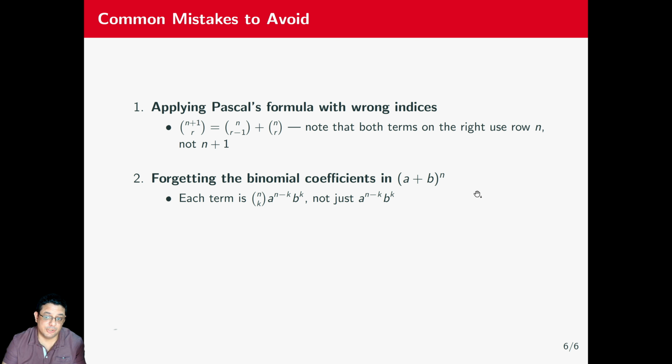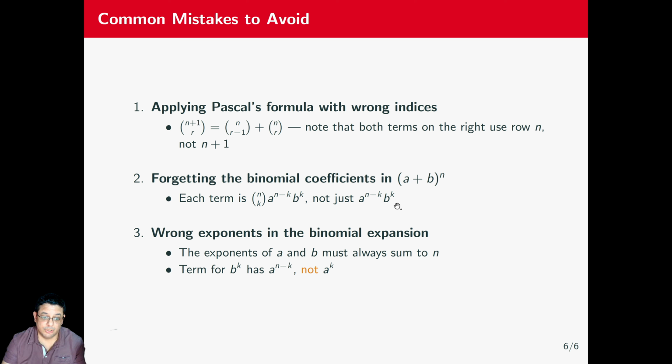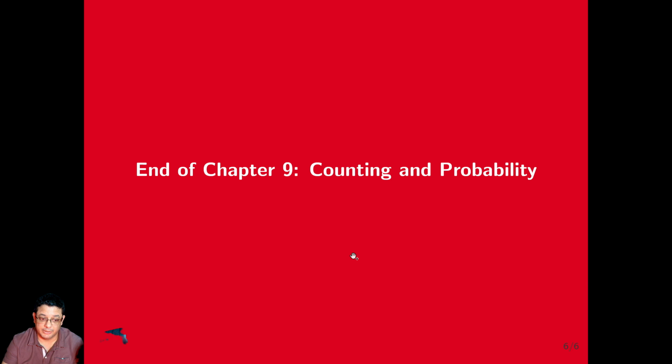For the binomial expansion of (a + b)^n, each of the terms is n choose k, a to the n minus k, b to the k, not just a to the n minus k times b to the k. You also have to be careful with the exponent in the binomial expansion, especially in the exercises where we're going to be comparing powers. Sometimes the powers are a little more disguised or have more terms that are not immediately evident, so you have to be careful with the exponents. All right, this is the end of chapter 9.